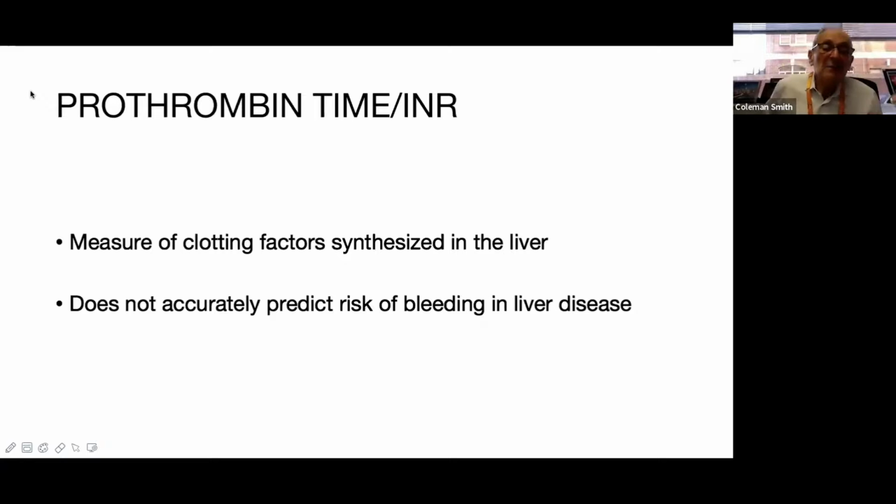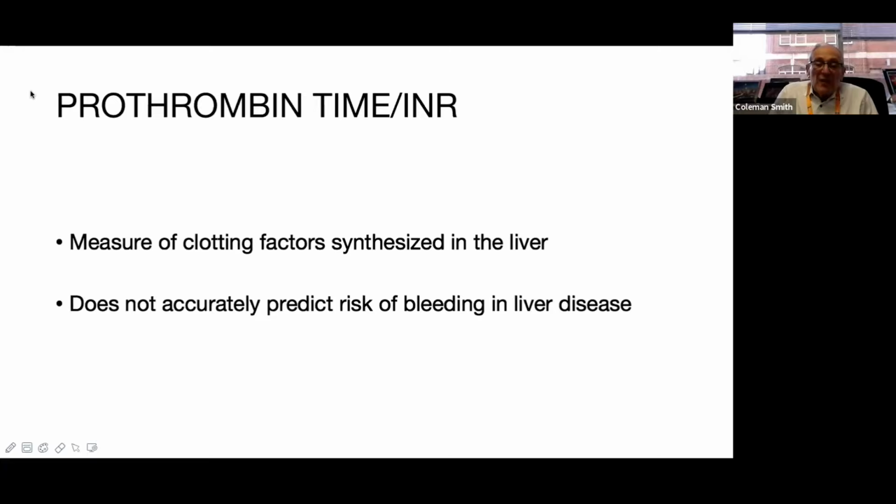Prothrombin time, INR, is not usually included when we ask for liver function tests or liver enzymes, but I think it's a very important measure of liver function, because it measures a number of the clotting factors which are synthesized in the liver. When the liver's synthetic function is depressed, the INR will become prolonged. It doesn't make these clotting factors as well as it should.